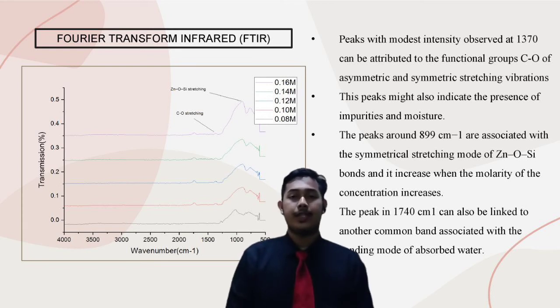The second one is Fourier transform infrared, FTIR. Peak with modest intensity observed at 1370 can be attributed to the functional group CO of asymmetric and symmetric stretching vibration. This peak might also indicate the presence of impurities and moisture. The peaks around 899 are associated with the symmetrical stretching modes of ZnO bonds, and it increases when the molarity of the concentration increases. The peak in 1740 can also be linked to another common band associated with the bending mode of absorbed water.